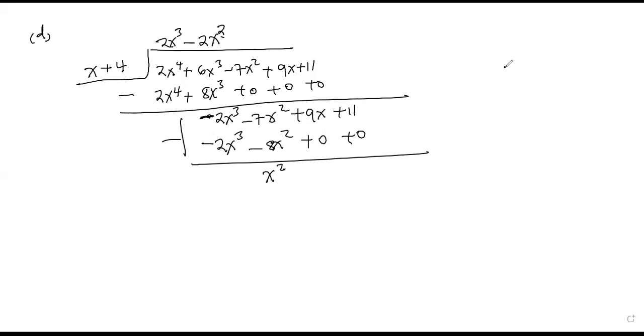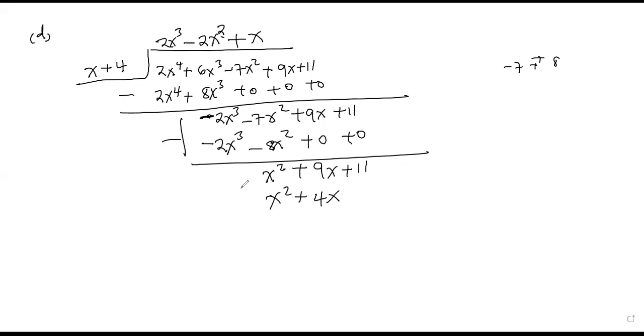Because it will be negative 7 minus negative 8, it will be positive x. So you have positive x squared plus 9x plus 11. X squared divided by x, it will be x. X times x, x squared, plus x times 4, 4x.